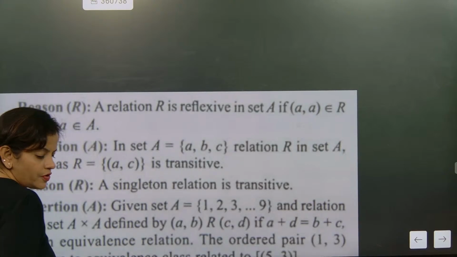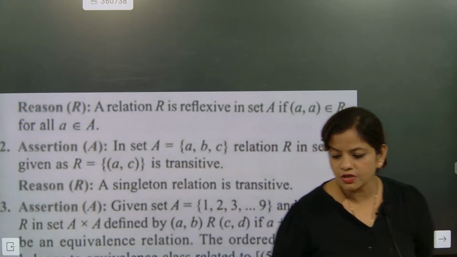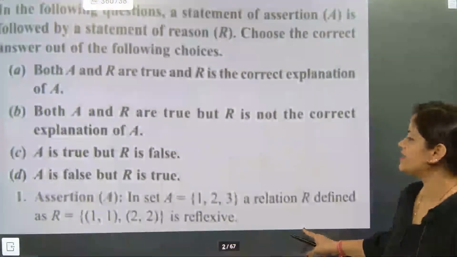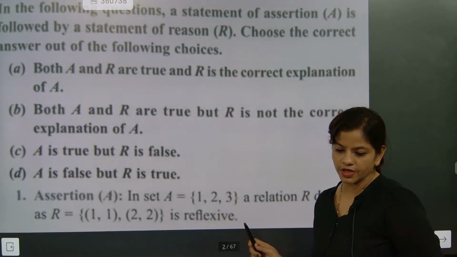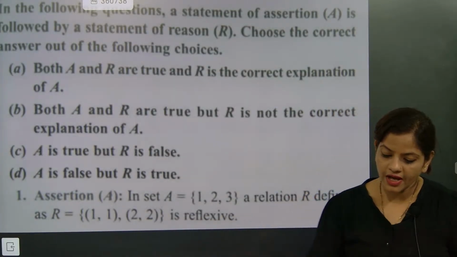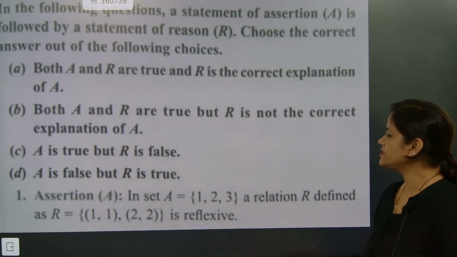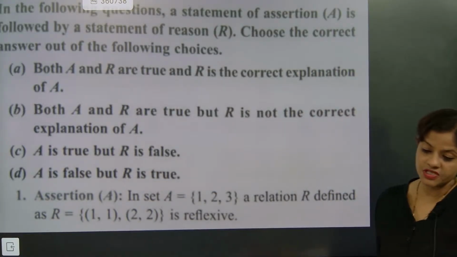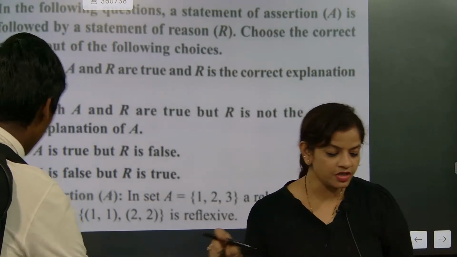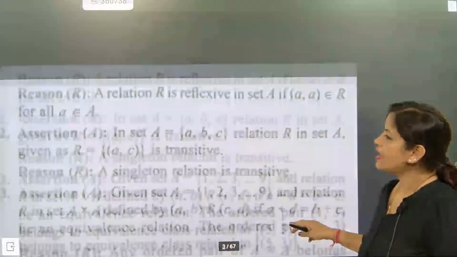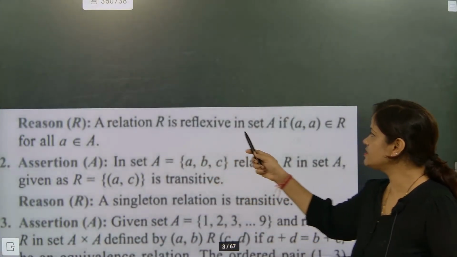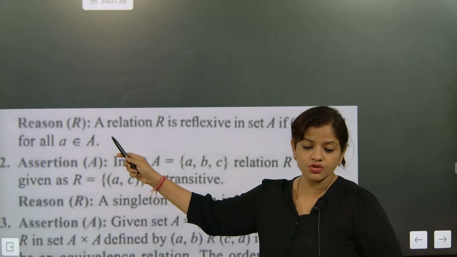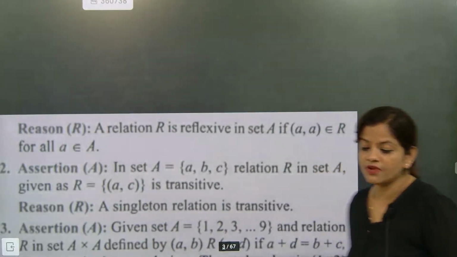See everyone, those who are answering the questions, please pay attention and see this question. The assertion says a set has three elements 1, 2, 3. Once a set has three elements, the reflexive relation must contain (1,1), (2,2) and (3,3). Here (3,3) is missing, so the assertion is wrong. The reason says a relation R is reflexive if (a, a) belongs to R for all a in A. The reason is true, but the assertion is false. So your option will become D.